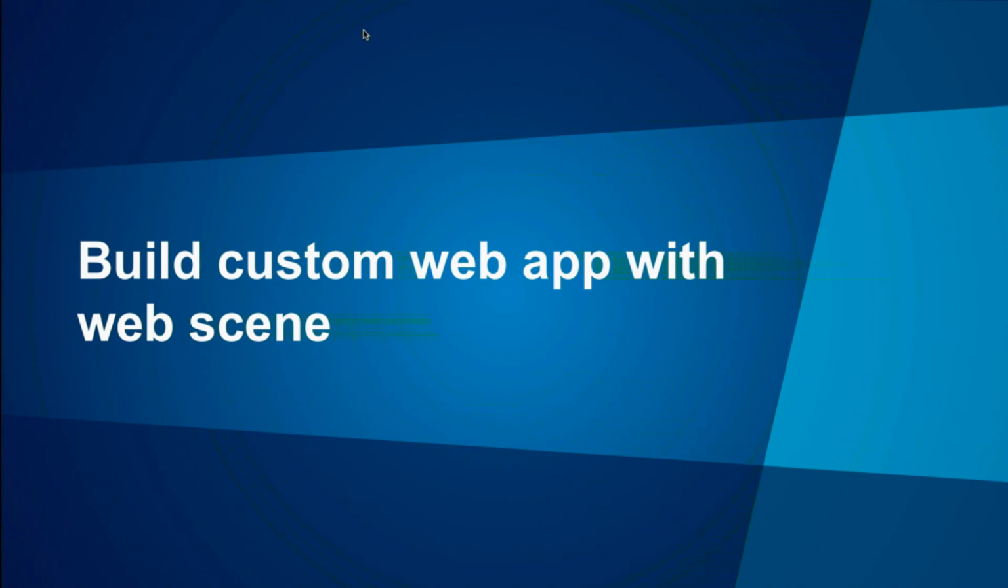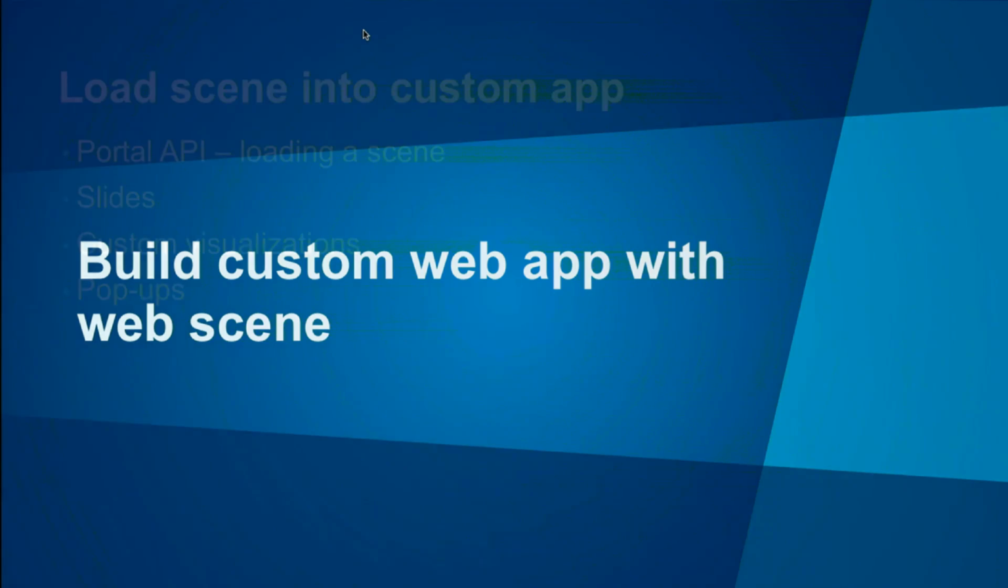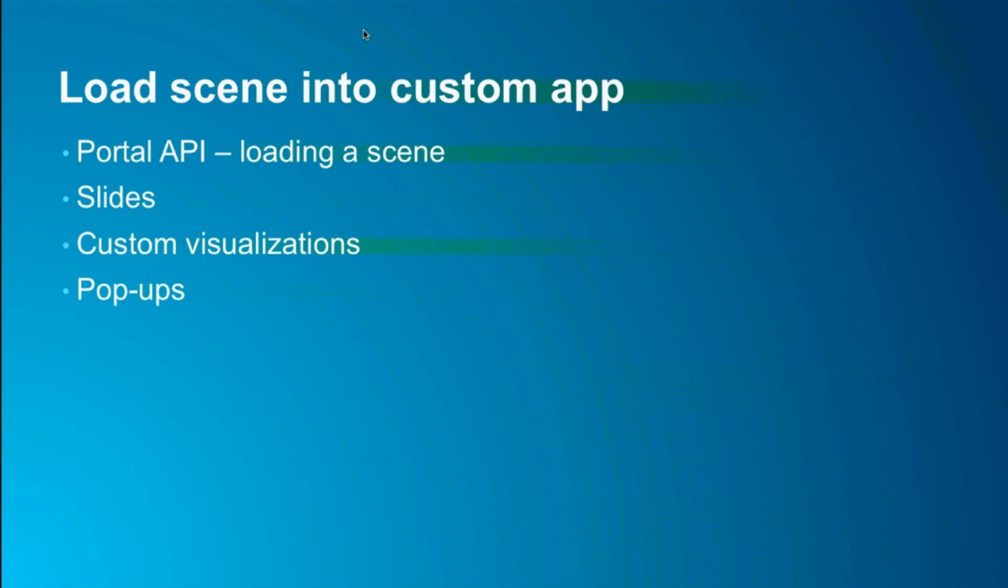So I'm going to go ahead and talk about what you can do with that scene to build a custom JavaScript application. We have a portal API in both 3x and 4x, but in 4x it's a lot nicer to work with. You can load your scene using the portal API, and then you can work with the properties of the web scene that Russ customized, like the slides, and then you can alter those using custom visualizations and pop-ups.